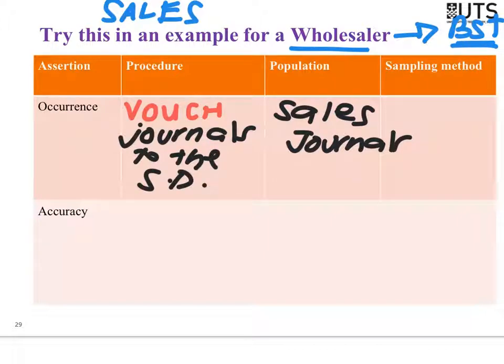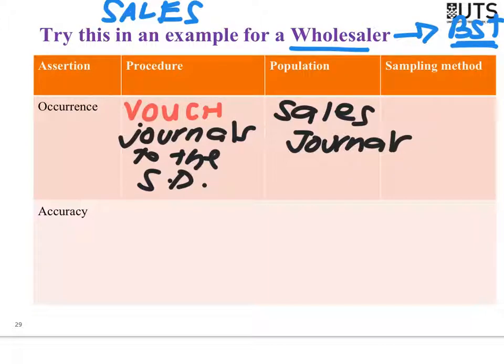Supporting documentation. Ladies and gentlemen, if you say that, I'm still going to give you 0. Okay? You need to be specific. What is the supporting documentation? Are you vouching it to what? The sales invoice? The delivery documentation? The original sales order? If so, what details are you matching along the way? Be specific. But remember, the population is your starting point. So in this case, it would be the sales journal.